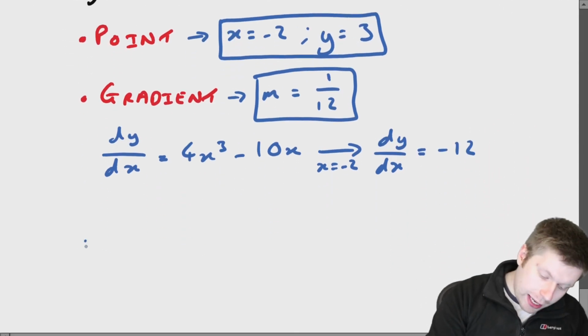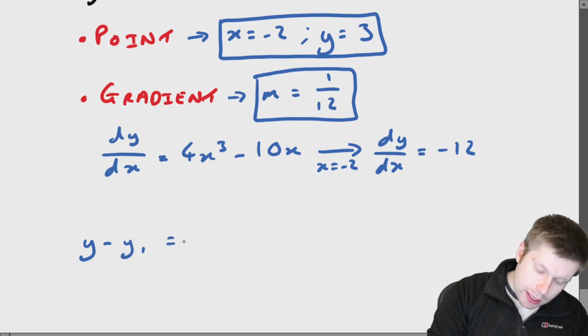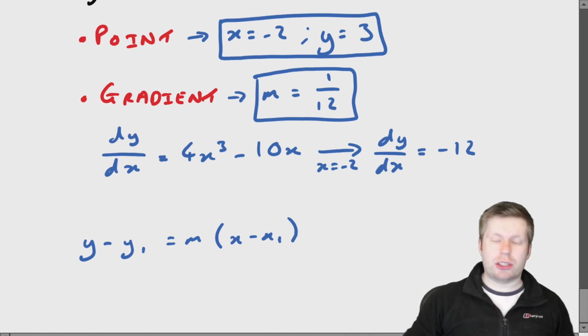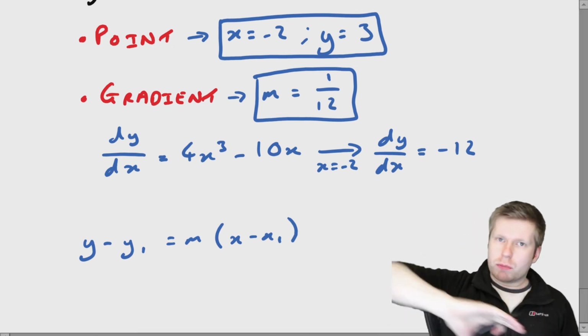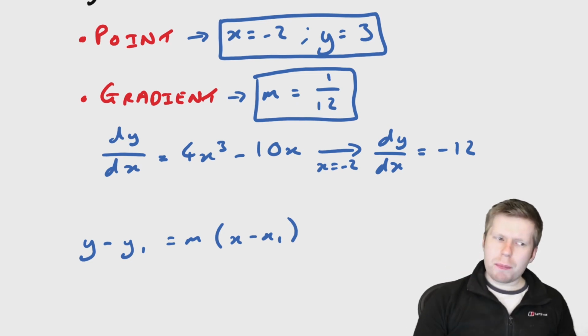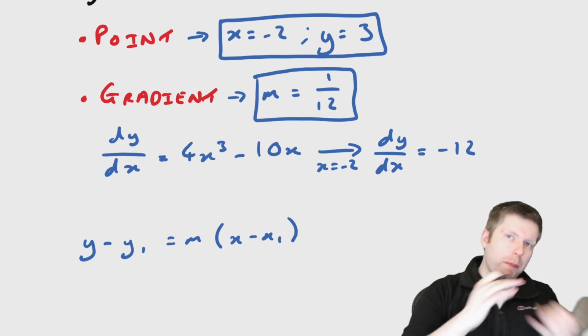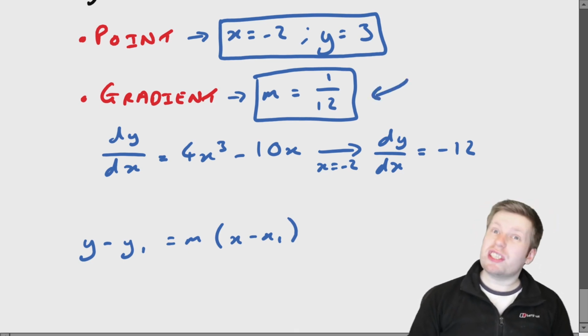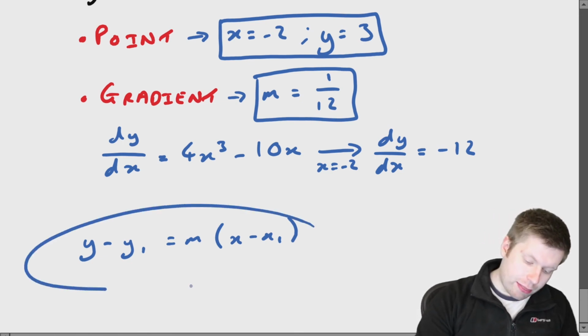I'm going to use the form y minus y1 equals m times x minus x1. Now this just literally comes from the formula of gradient of a straight line. It's just change in y divided by change in x, and I just multiply both sides by a change in x, okay? The reason why I'm going to go for this one, couple of things, okay? First of all, the gradient is equal to a 12th. It's a fraction. Slightly easier to work with if you get given it in this form.